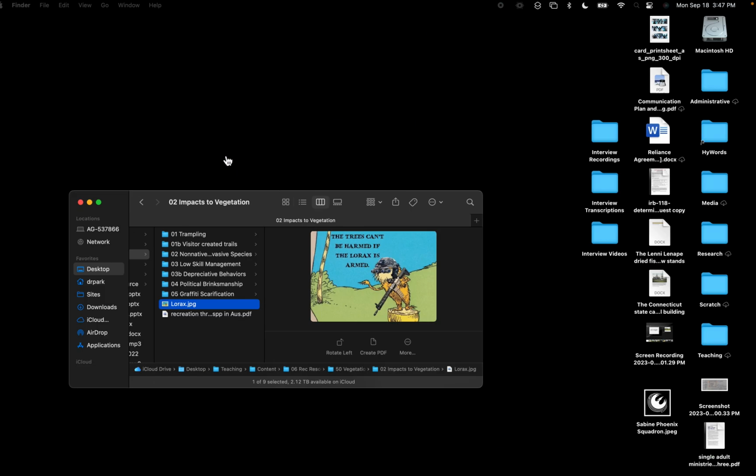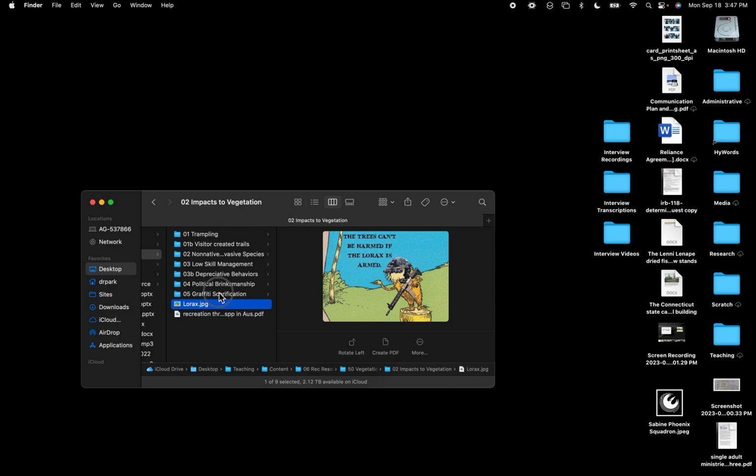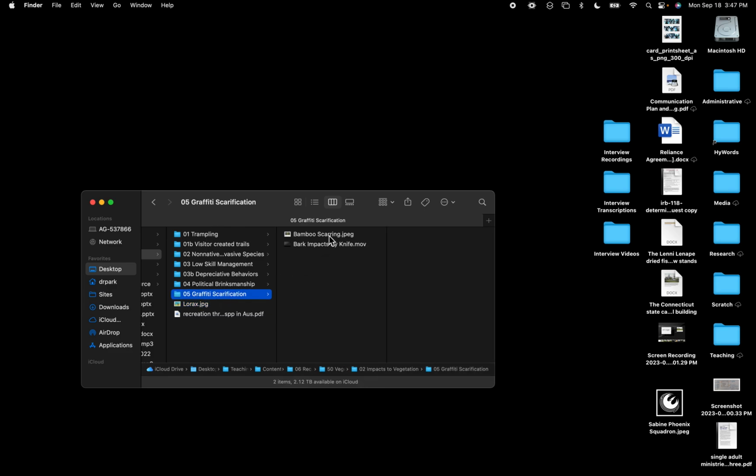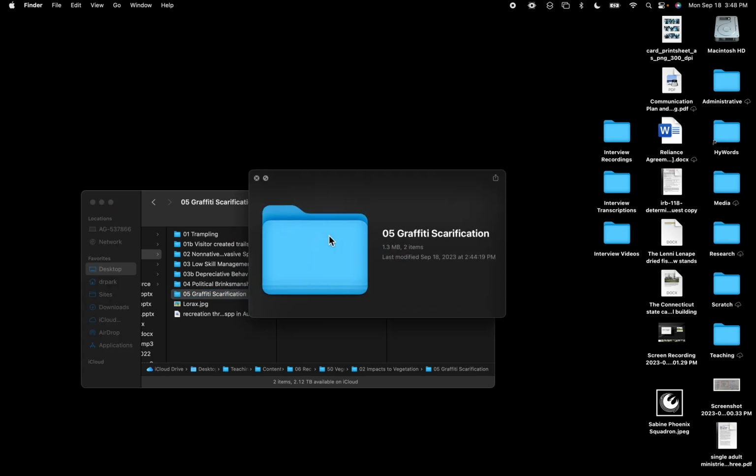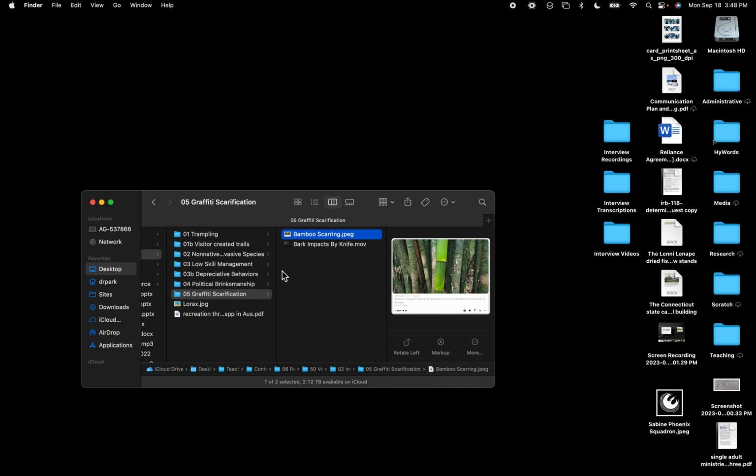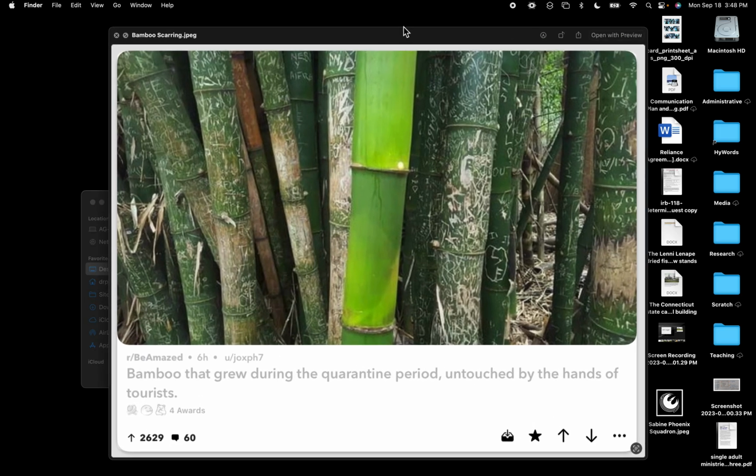So let's take a quick look, for example, at, well, here's an example of the effect of the anthropause. The effect of quarantining everybody.